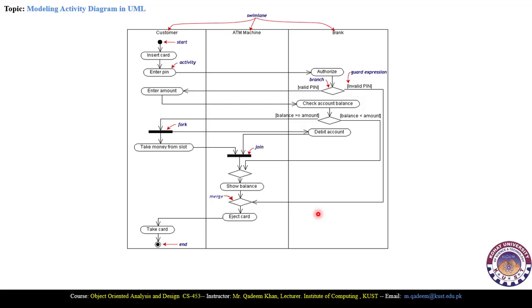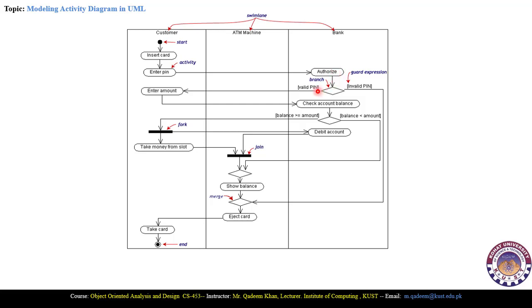This is another example of the activity diagram. It is the ATM system diagram. First we start the activities from the customer module, then insert the card. This will be performed by the customer. Again, the PIN code will also be entered by the customer. After entering the PIN code, the bank module will be called. Here the authorization will be performed, or it will check whether the card is valid or invalid.